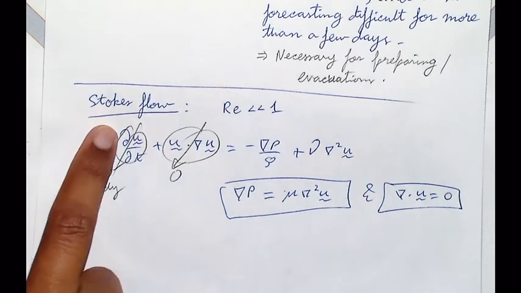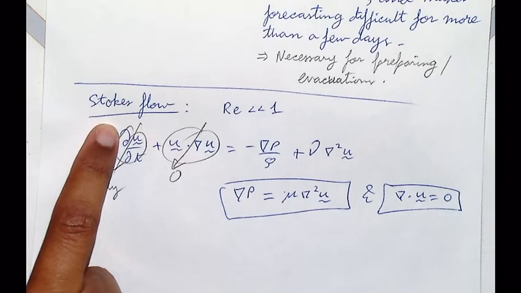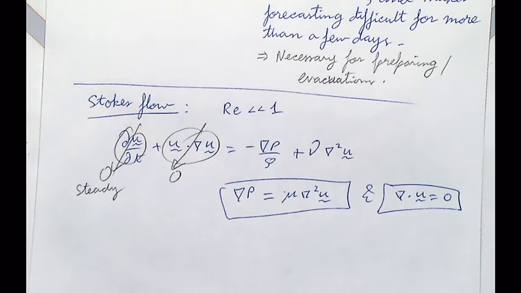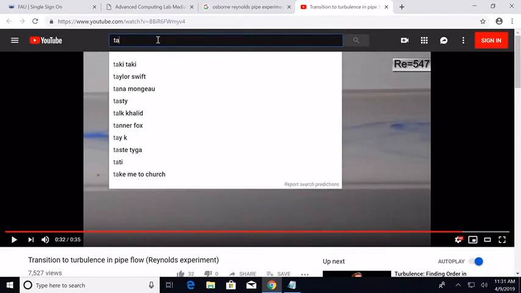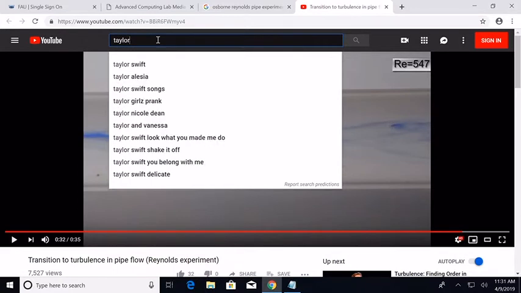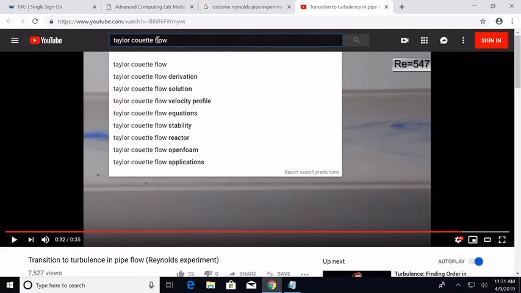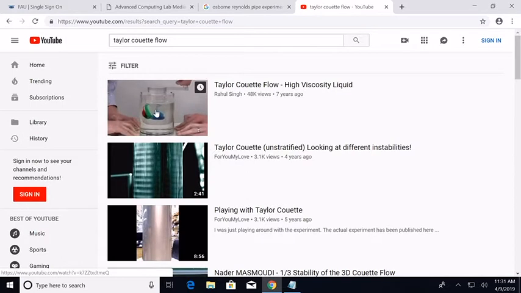It turns out that Stokes flow is reversible in time. Have you heard of this before? No? Okay. One of the best experiments is to look at Taylor-Couette flow.